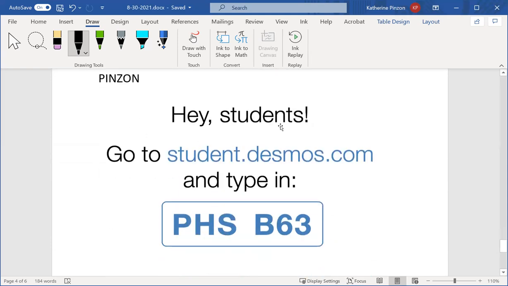I'm going to post this Desmos activity for you. I'll post it in the D2L. It's just a whole bunch of practice problems so that you can practice using this derivative rule.